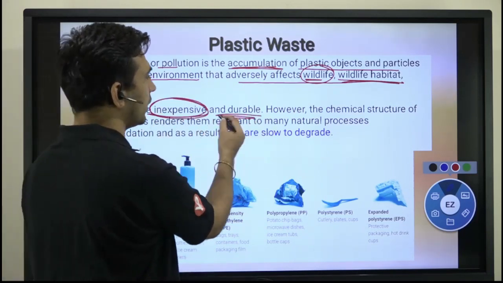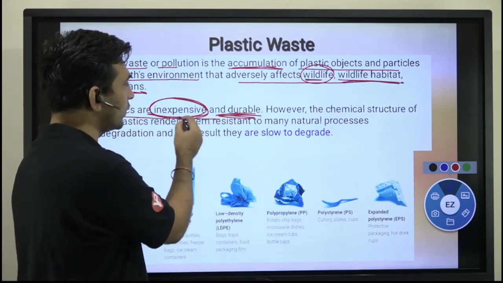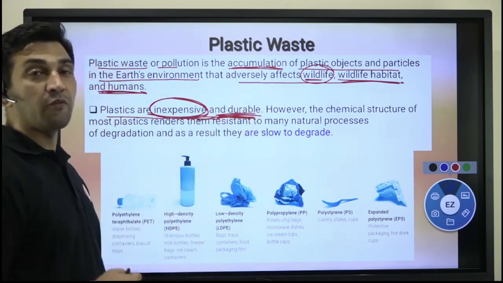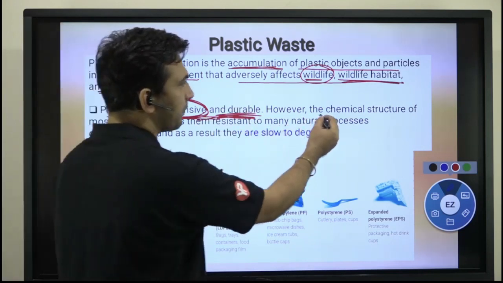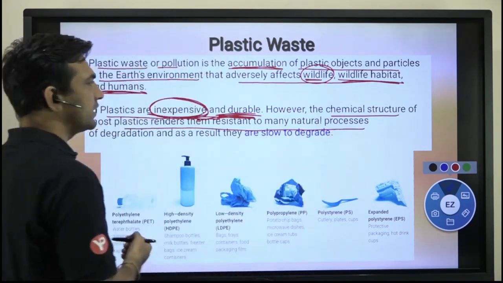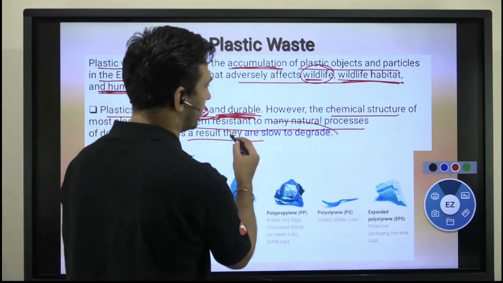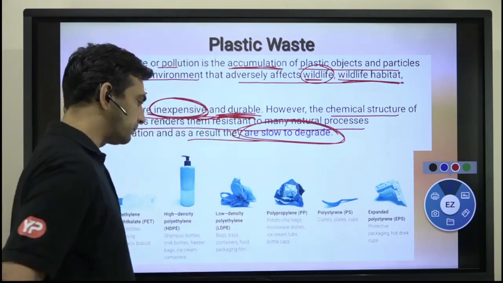Strength भी अच्छी है और lifespan भी quite good, right? So that is one of the reasons why plastic became very popular. However, the chemical structure of plastic is such that it is resistant to many natural processes of degradation. As a result, they are slow to degrade. It does not degrade so easily.